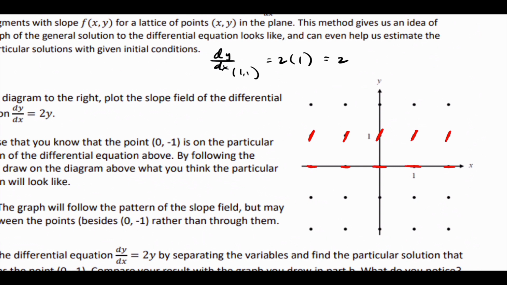Okay. Let's go up 1. 0, 2. For 0, 2, I plug in 2 for y. And I get 4. So a slope of 4 means you go up 4 over 1. That's pretty steep.